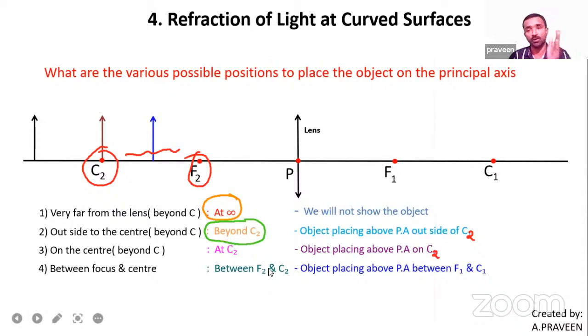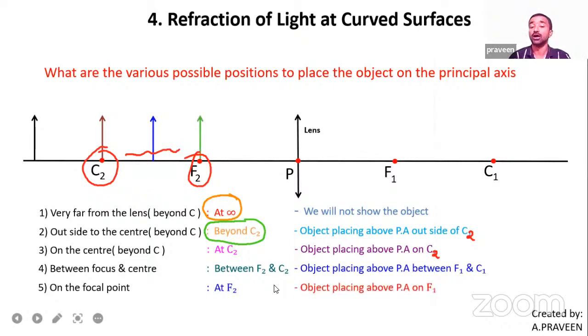Then the next one, moving exactly to the focus. We can represent it on the focal point at F2. The object is represented with an upward arrow, placed above the principal axis on F2.